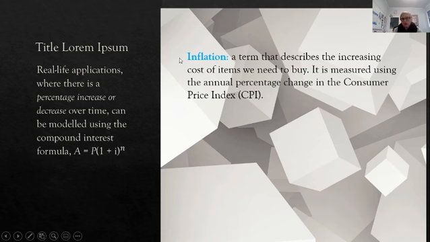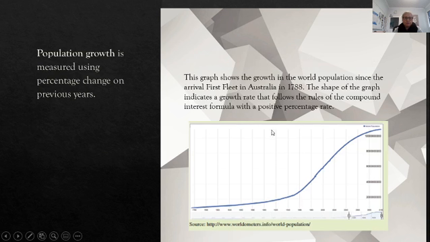Inflation. You may have heard of that before. It's a term that describes the increasing of costs that we have to buy. So you know how sometimes apples cost $3 and then in a few months' time they cost $3.50? That's normally because of inflation. It's measured by using the annual percentage change in the consumer price index, which is the CPI. If you ever watch the business part of the news, they talk about that.